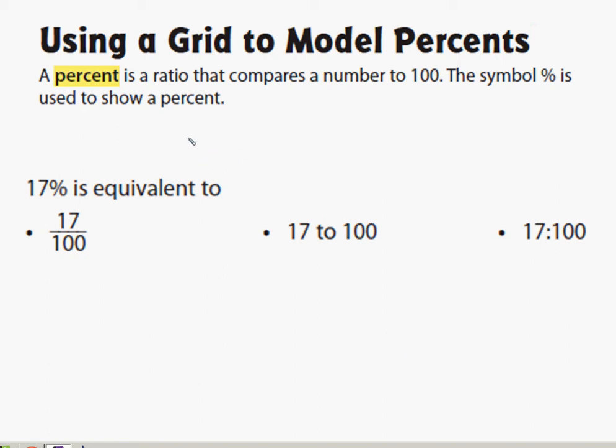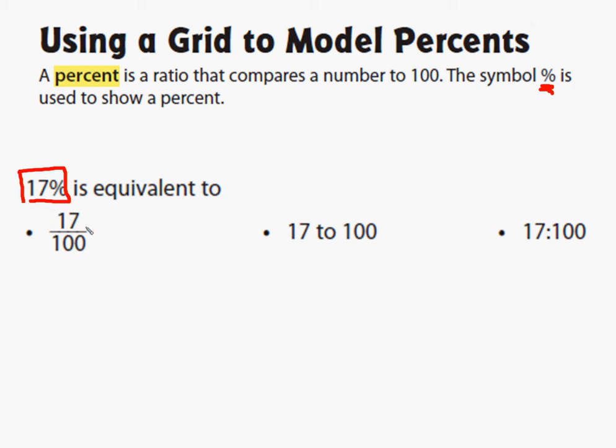So today we talked about percents, just an introduction to percents. A percent is a ratio. We talked about ratios yesterday. Percent is a ratio that compares any number to 100. This symbol here, the percent symbol, is used to show a percent. Now, 17% is the same thing as 17 out of 100.